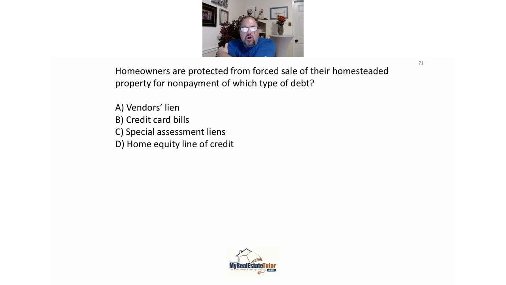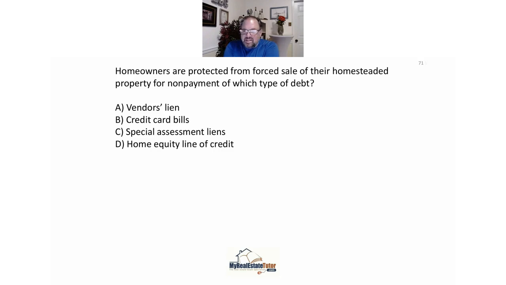All right, next question. Homeowners are protected from forced sales of their homesteaded property for non-payment of which type of debt? So you have to understand a little bit about the Homestead Act, or how homeowners are protected when it comes to forced sales of their homesteaded property. And again, non-payment of which kind of debt are they open to losing their property?